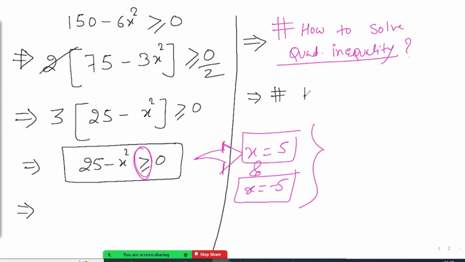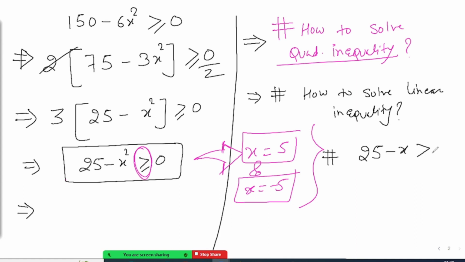Do you know how to solve a linear inequality first of all? See, I will clear the whole doubt of inequality first of all. Let us suppose I have an expression 25 minus x greater than or equal to 0. I have changed my expression. Now this is a linear inequality. Is it okay?